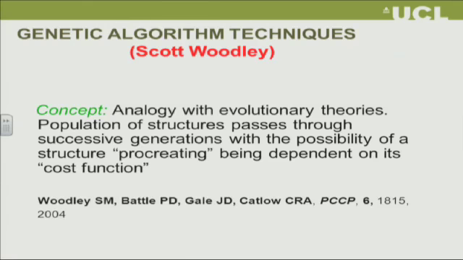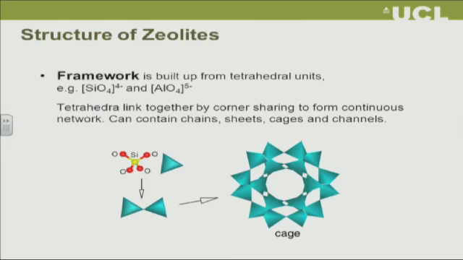So one approach we can use is what we call genetic algorithms. It's a really clever, neat idea, and it's based, like lots of scientific ideas are, on analogies. It's an analogy with evolutionary theories. What you say is you've got a population. You get lots of different ways of arranging your atoms, and that's a kind of population. And then you allow these populations to pass through successive generations. But the possibility of a structure procreating, passing on its features to the next generations, depends on some rough and ready measure of how good that structure is. And that's one of the key features. But I say it's a really neat idea, and in a minute I'll show you that it works.